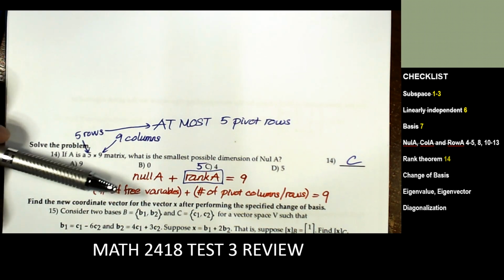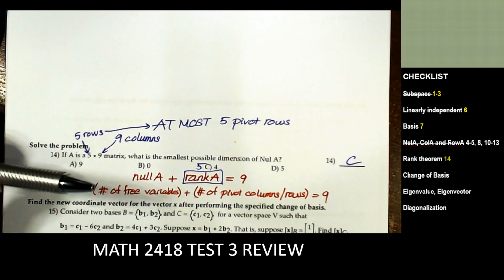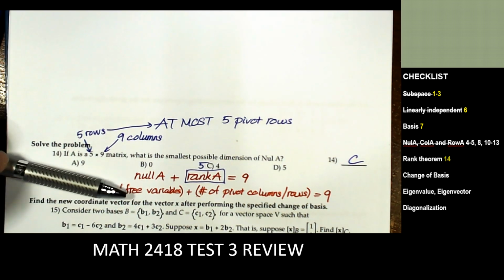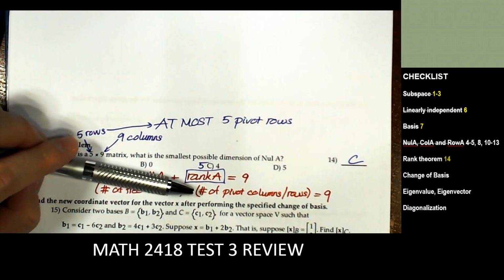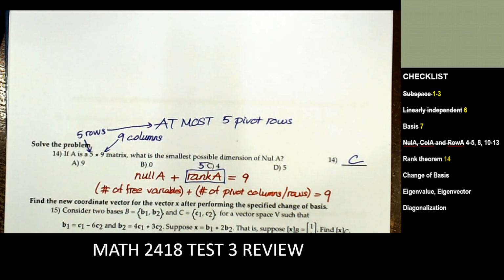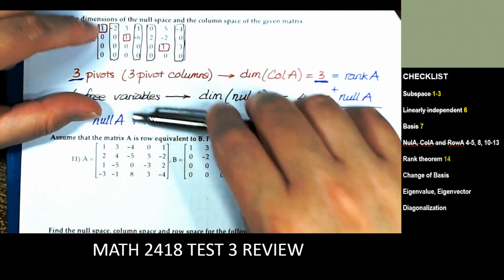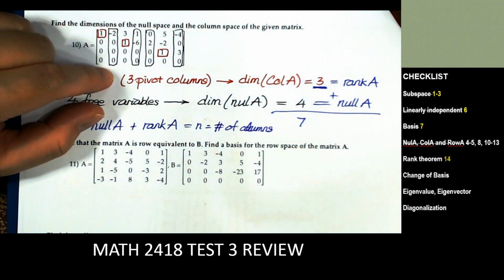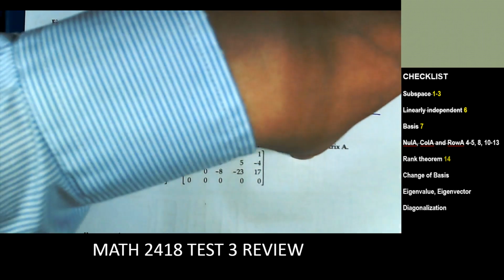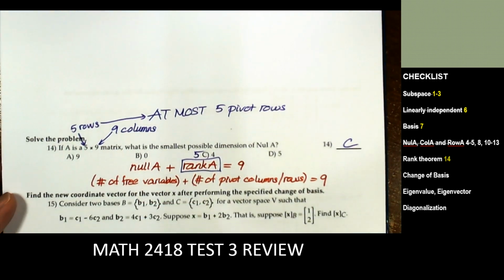Again, that theorem is the nullity of A plus the rank of A equal to n, or we say the number of free variables plus the number of pivot columns equal to the number of columns. So like we mentioned before, a column either has a pivot or it will be free. So when we add those two numbers up, it has to be equal to the number of columns.